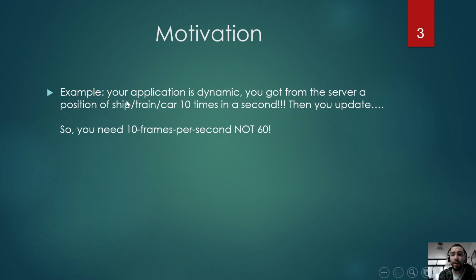So, motivation. Here is an example: your application is dynamic, and you get from a server the position of a ship, train, or car, never mind, 10 times a second. Then you update the position of the billboard or model, so you need 10 frames per second, not 60. So how do you do this?